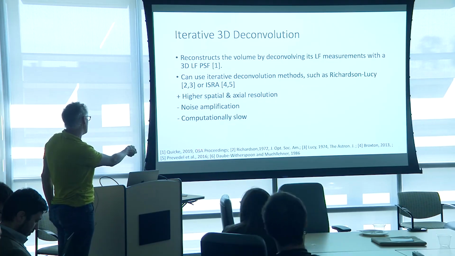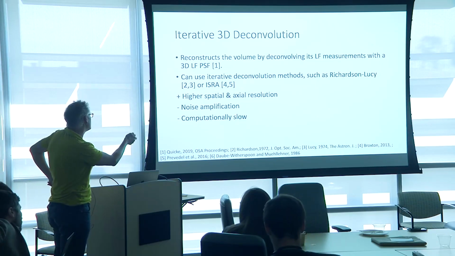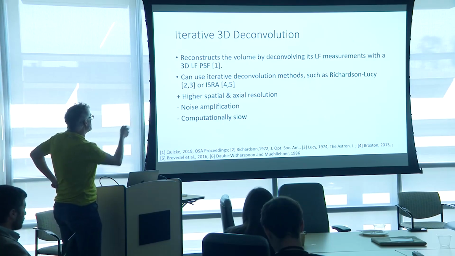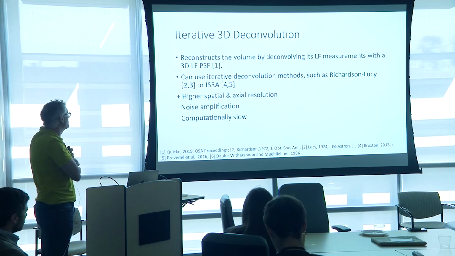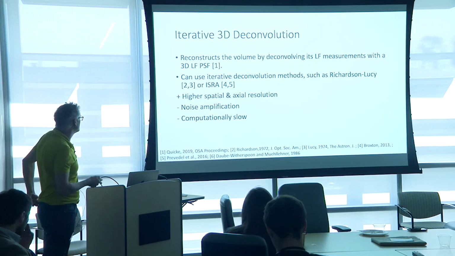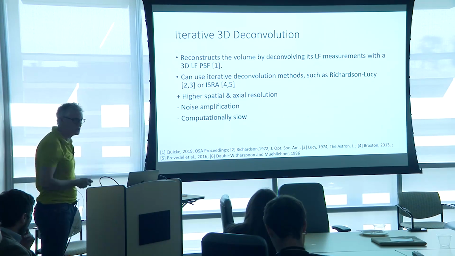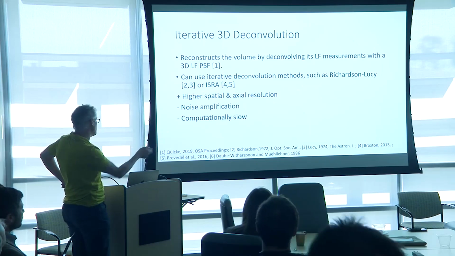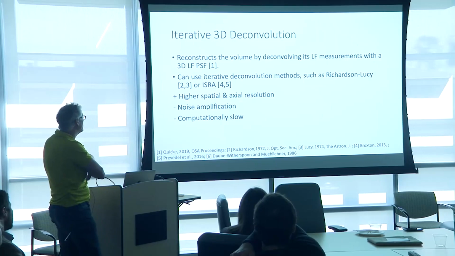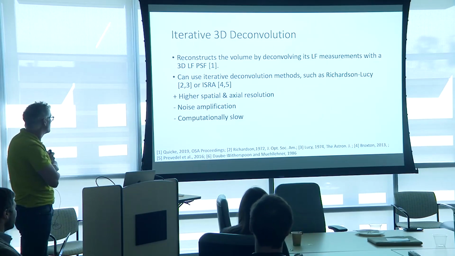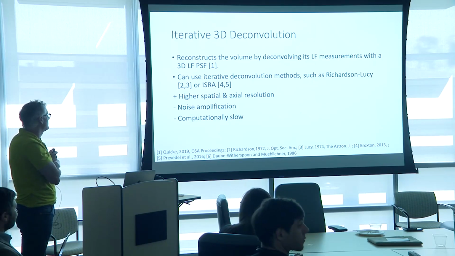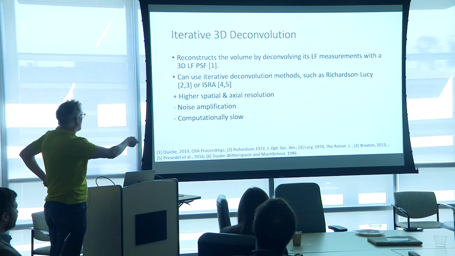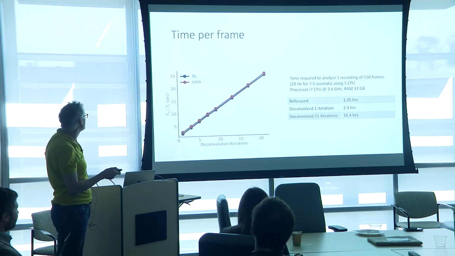We've got a paper from the OSA proceedings last year, from Peter Quick, who was a PhD student with myself, collaborating with Amanda Faust, where we reconstruct the volume by deconvolution with a 3D light field point spread function. In practice, we often use iterative deconvolution methods, such as the Richardson-Lucy algorithm, which we've talked about quite a bit, or this class of algorithms, like the paper from Broxton and Prevedel, etc. These are more useful, and allow us to have relatively good spatial and axial resolution. It's computationally slow, though, as we'll see in just a second.